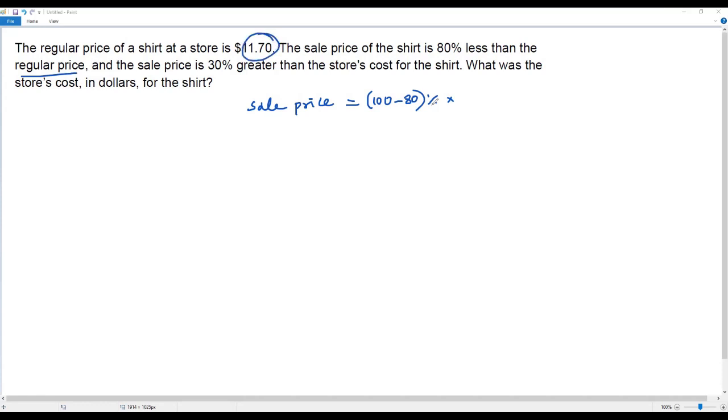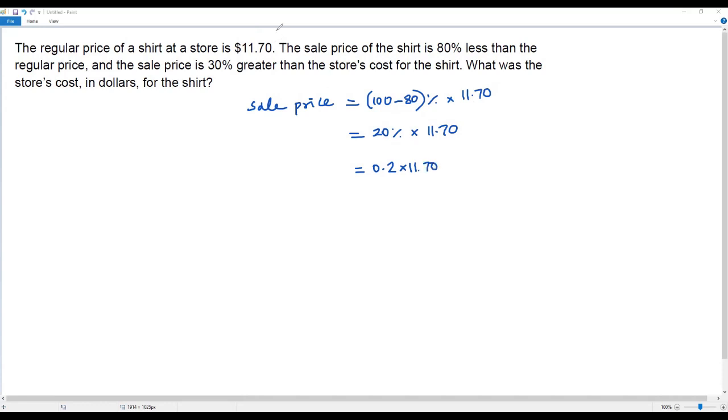The regular price is $11.70. 100 minus 80 is 20. That is 20% times 11.70. We can convert this 20% to a decimal. For that, we have to divide 20 by 100. Then we get 0.2 times 11.70.